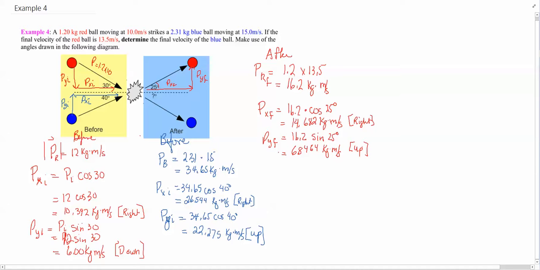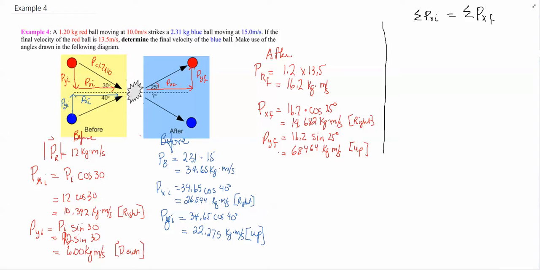So right is positive, up is positive, down is negative. At this point, we need to start looking at the sum of the vectors in the x and the y direction. So I'm going to take that and put that over here. We know the sum of the momentum initially in the x direction is equal to the sum of the momentum in the x direction finally, or the final momentum.